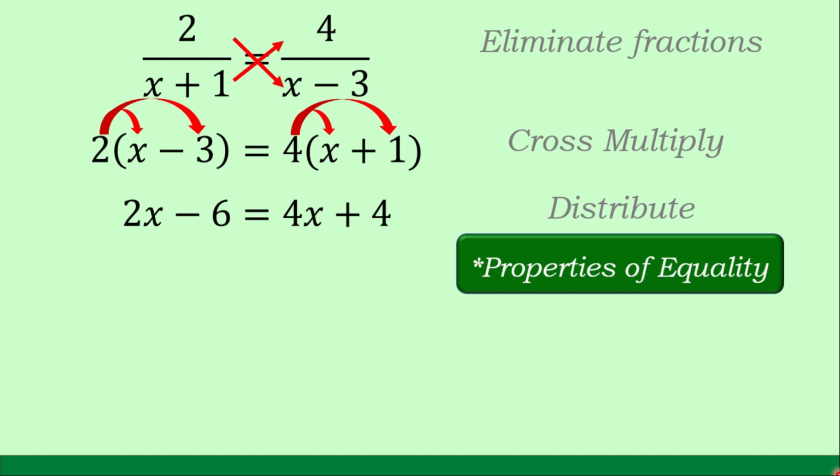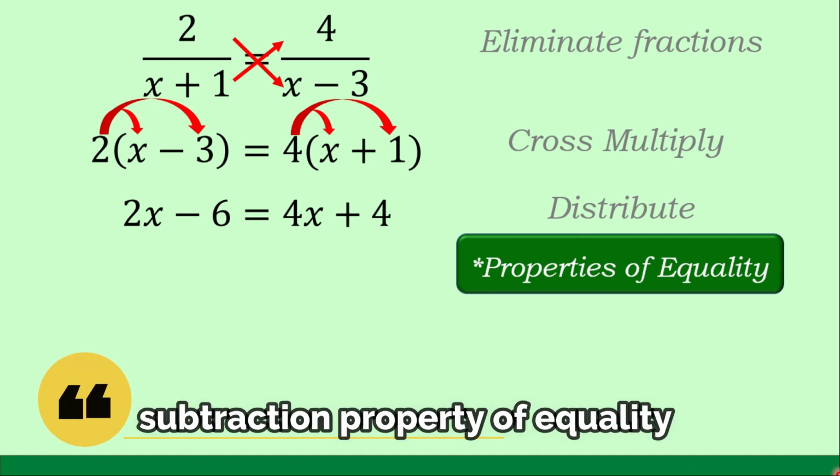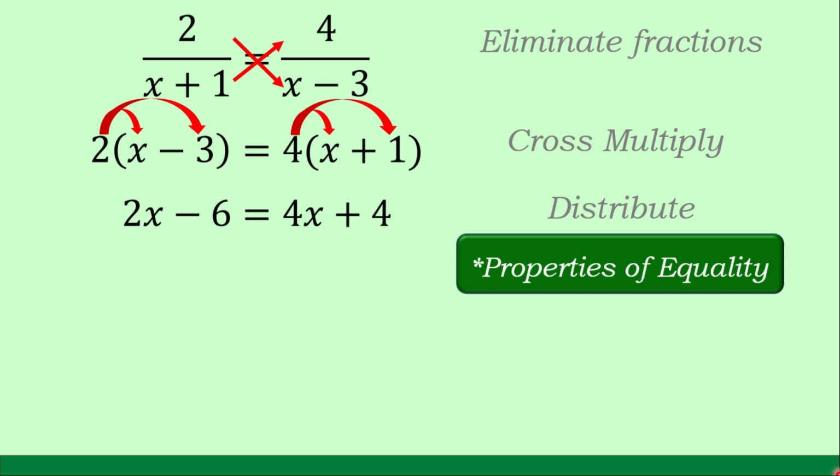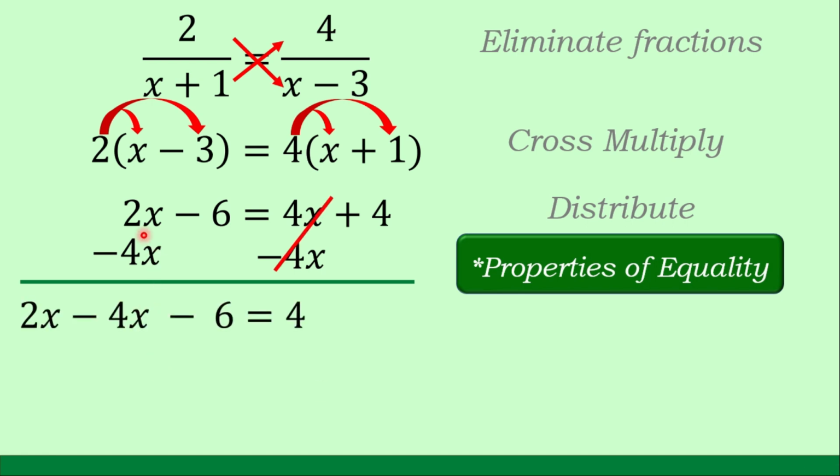So let's use subtraction property of equality. Let's subtract 4x to both sides of our equation. So it would look like this. By doing that, we can cancel 4x from the right side, so we will have this. We copied 2x minus 4x minus 6 is equal to, copy the remaining term, that's 4.